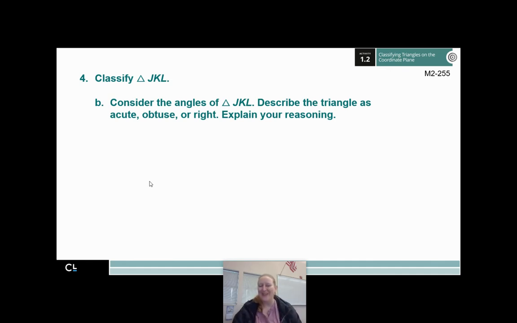Go ahead and hit pause to figure this out. Use that Pythagorean trick, figure out if your triangle is acute, obtuse, or right, and then hit play when you're ready to check your work.